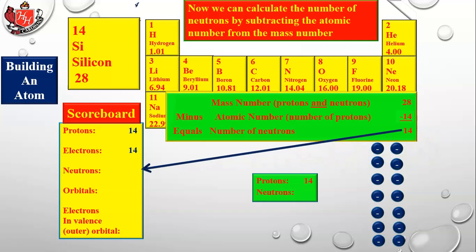So now we know the number of neutrons. We're going to fill that into our scoreboard, and we're also going to fill it into our nucleus. So now our nucleus is done. We have 14 protons and 14 neutrons. That adds up to 28. That's the mass number of the most common isotope.